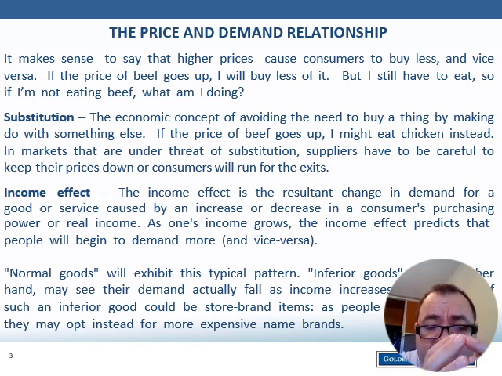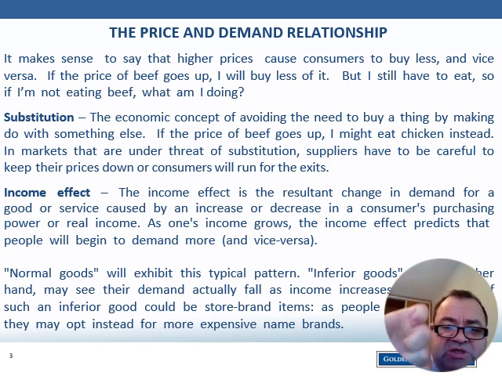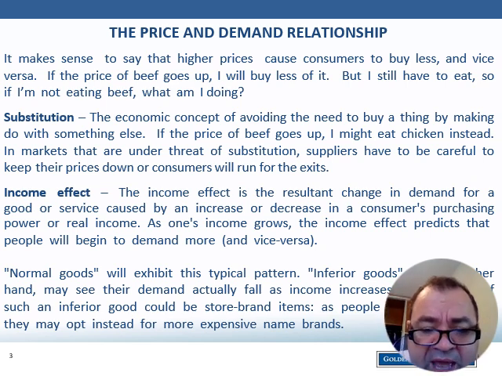There is also a group of products called inferior goods. When income goes up, the demand for those inferior goods goes down. An example for that is store-branded items. As incomes grow, there will be less demand for store-branded items and probably more demand towards more expensive name brands.